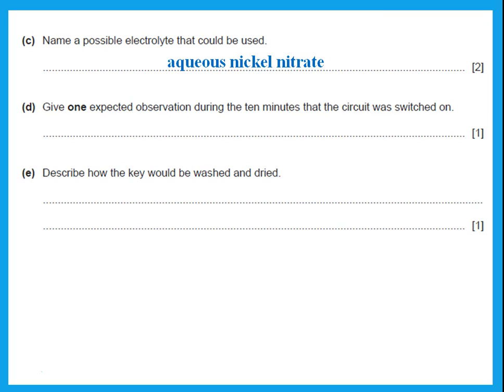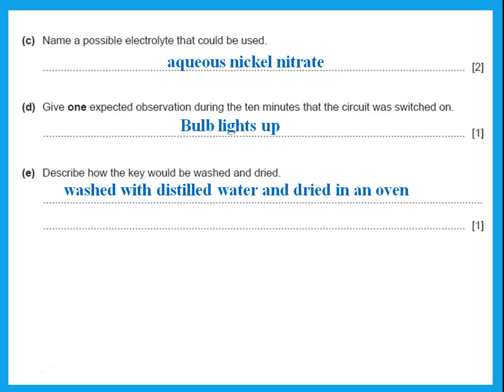Give one expected observation during the 10 minutes that the circuit was switched on. Again, when you have the circuit, it has a bulb, then while there is electricity, the bulb lights up. Describe how the key would be washed and dried. Of course, after we finish, we need to wash it and dry it. It's just washed with distilled water and dried in an oven. Remember that here, this is a key, a metal, so we dry it in an oven.